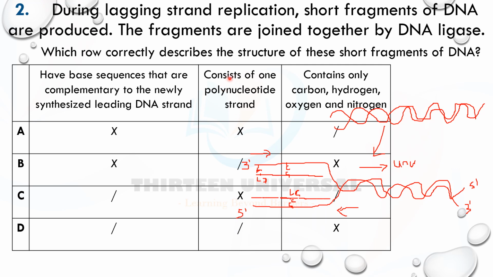Let's go to the next one. It says it consists of one polynucleotide strand. Yes, because they're asking which row correctly describes the structure of this short fragment of DNA. When the short fragments are joined, they form the lagging strand, and it's just one strand.